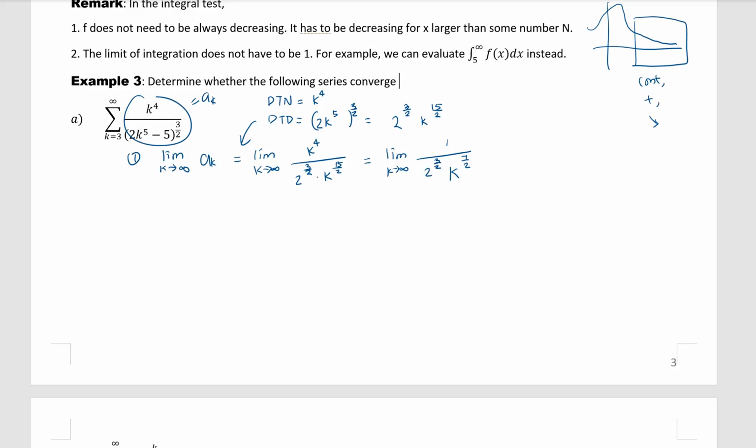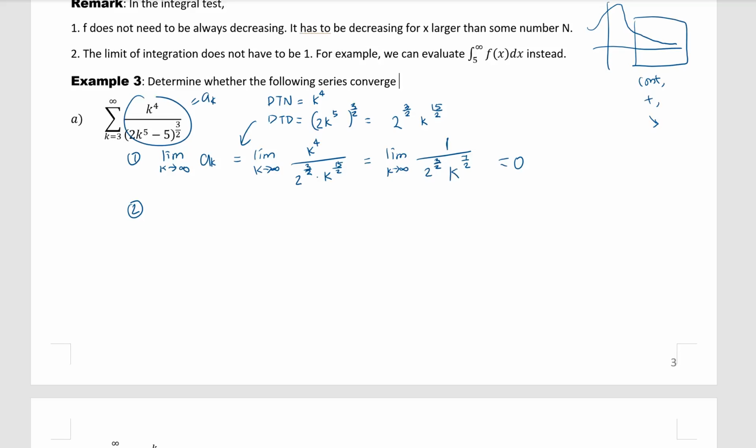You can see the numerator is just 1 and the denominator is a power function of k. When k goes to infinity, this is 0. So we have to go to step 2; we cannot use the divergence test. If this were not 0, then we could say by the divergence test that the series diverges, and we would be done. But here, no. We have to continue.